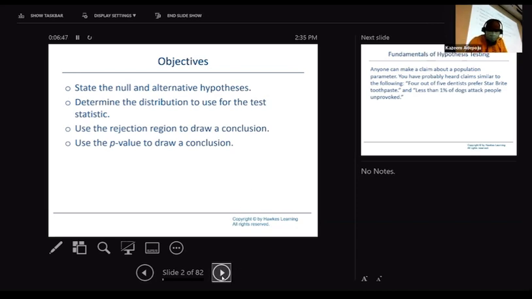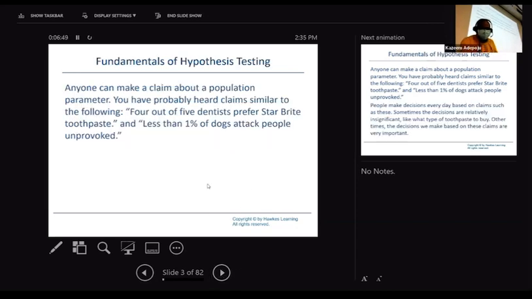So I'm going to walk you through this. Take a look at this example. Anyone can make a claim about a population parameter, I told you. And probably you've heard something like this. Somebody said 4 out of 5 dentists prefer Star Bright toothpaste. That may be true. That may not be true. The only way to know whether it is true or not is to conduct an investigation.